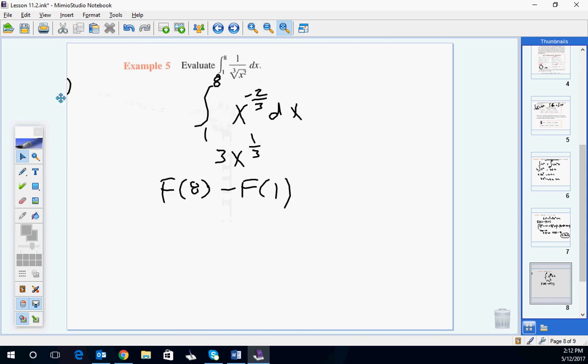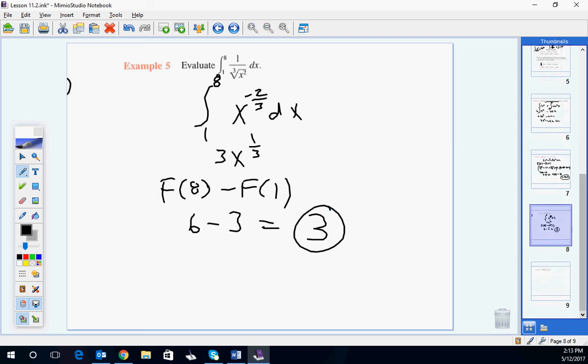Okay, all right, so here we go. Plug 8 in. Cube root of 8 is 2 times 3, 6. Cube root of 1 is 1 times 3 is 3. 3 should be your answer for that one. We got one more. Questions?